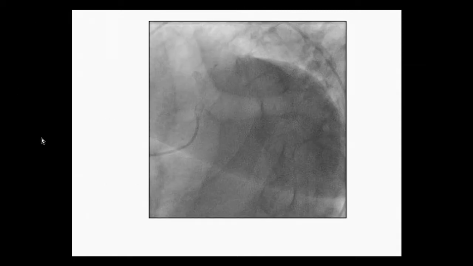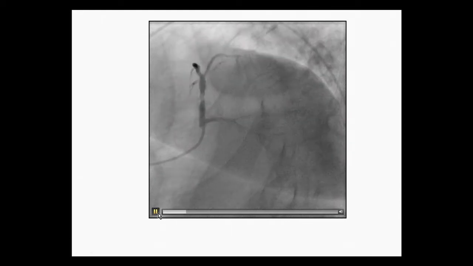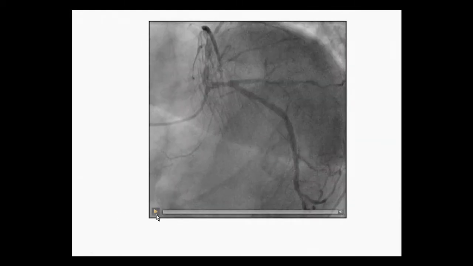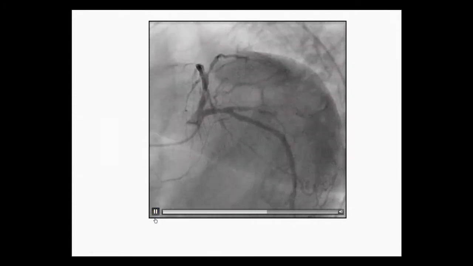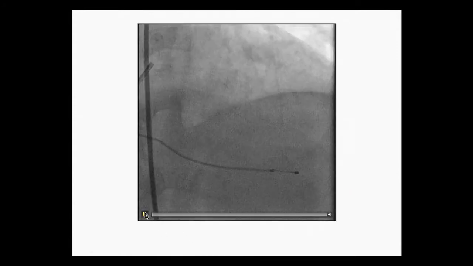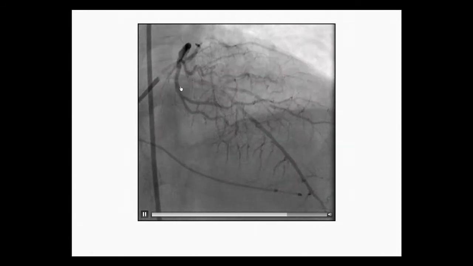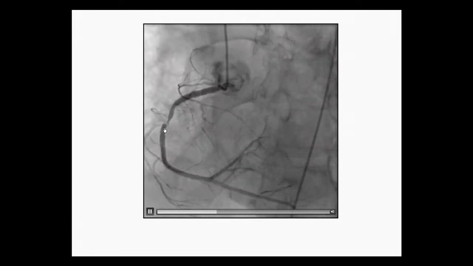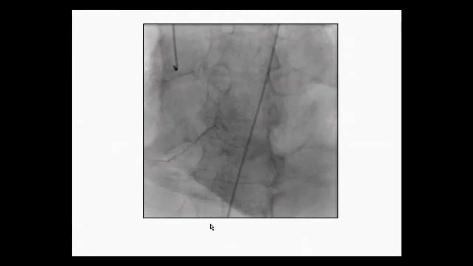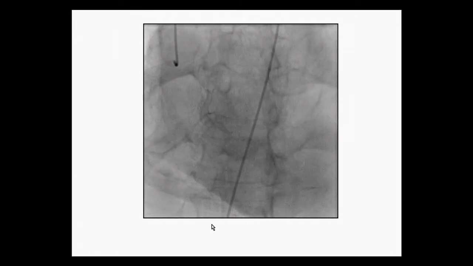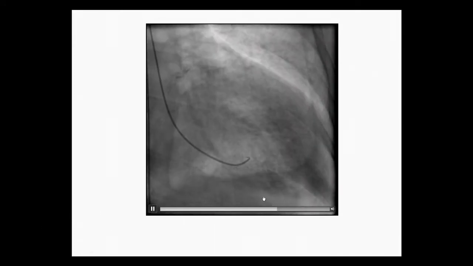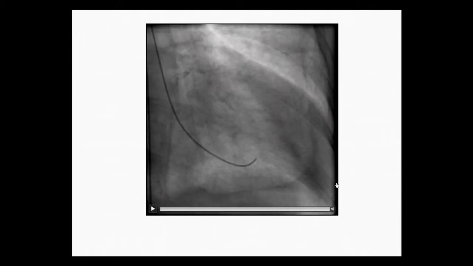And these were her cath films. She has this tight proximal LAD calcified stenosis that we see in this view, and in this view as well, right here. And she has a very tight mid RCA, almost 95%, again a calcific stenosis. And this is her left ventriculogram, which shows the diffusely reduced ejection fraction. EF was around 35%. So the question is what we would do at this point.